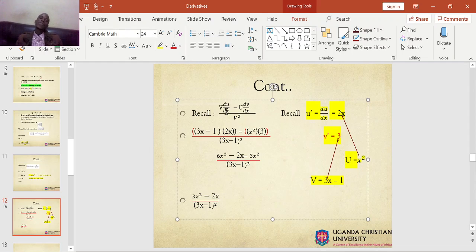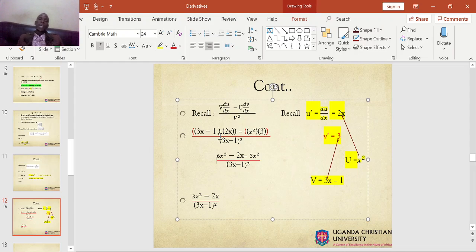The formula said we need v du dx, so our v is here, 3x minus 1, times du dx, our du dx is 2x, so we put our 2x here, and then minus u, our u is x squared, that's why you're seeing the x squared here, times dv dx, our dv dx is 3, divided by v squared, our v is 3x minus 1, so we are dividing by 3x minus 1 squared.